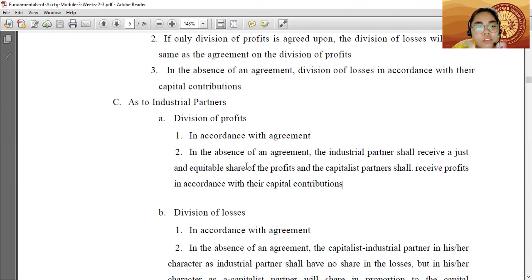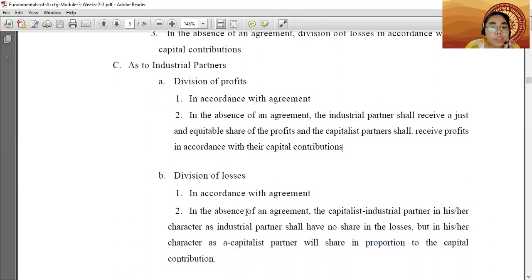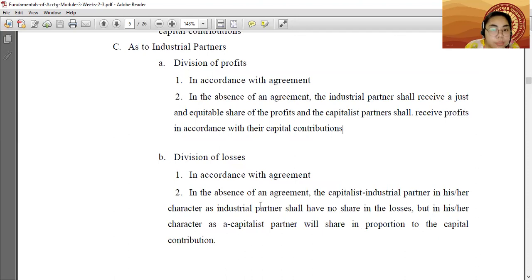As to the division of losses, it is in accordance with the agreement. So if it is stipulated, we have nothing to do with that. So it will be followed. Number two, in the absence of an agreement, the capitalist industrial partner, in his or her character as industrial partner, shall have no share in the losses, but in his or her character as a capitalist partner, will share in proportion to the capital contribution.